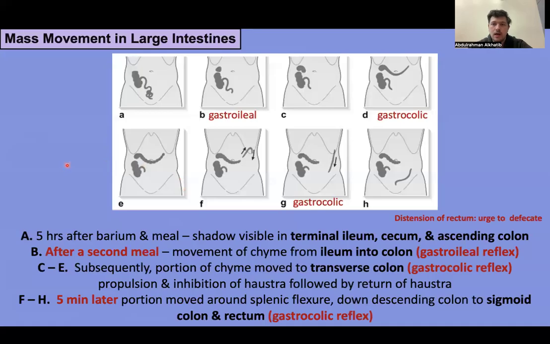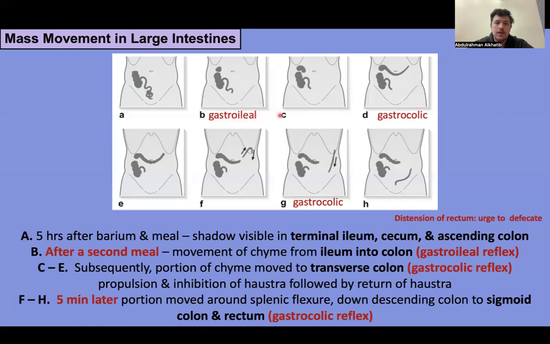Now, those are X-rays of a patient who has ingested barium, and the barium lights up in the X-rays. So those images represent different timings. First of all, we can see the shadow in the terminal ileum, cecum, and part of the ascending colon. Now, after the patient has ingested a second meal, so the trigger is the meal, right? We said that the meal will initiate both the gastroileal and the gastrocolic reflex. And what does the gastroileal reflex do? It will push the material that was remaining in the ileum into the cecum, right?